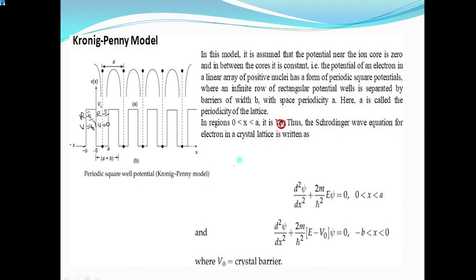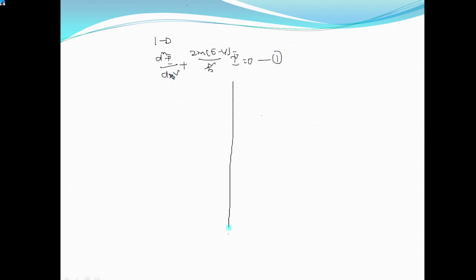Now we know the Schrodinger wave equation. What is the Schrodinger wave equation? The Schrodinger wave equation in one dimension is d square psi by dx square plus 2m into (E minus V) by h cross square psi is equal to 0. This is equation number 1. So this is the Schrodinger wave equation.